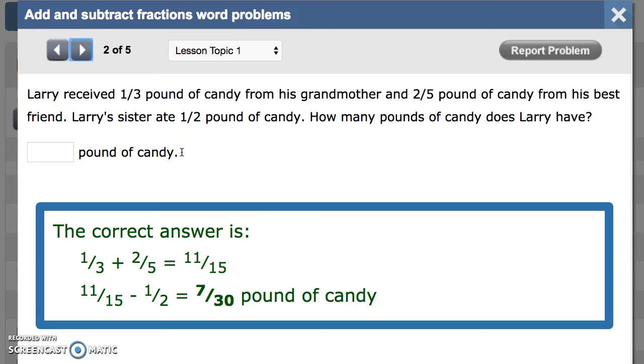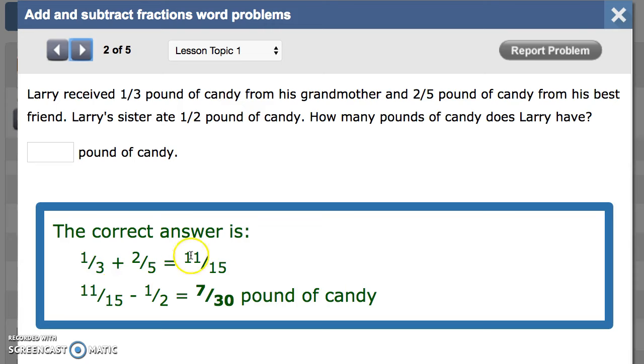Okay, this problem is: Larry received 1/3 pound of candy from his grandmother, 2/5 pound of candy from his best friend, but then Larry's sister ate a 1/2 pound of candy. How many pounds of candy does Larry have? So first, read it, find out the information, and I'm noticing I have 1/3, 2/5, and a 1/2, but some of it is coming together and some of it is being subtracted because he got 1/3 pound and he got 2/5 of a pound, but then his sister ate a 1/2 pound of candy, which is a ton of candy. I don't recommend you do that.